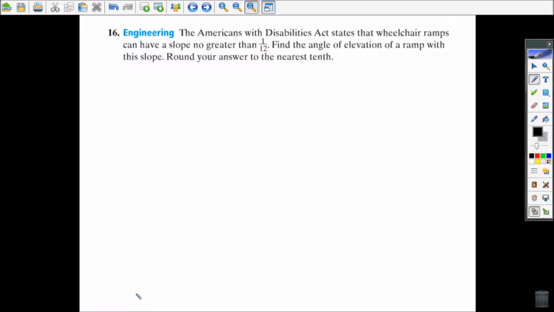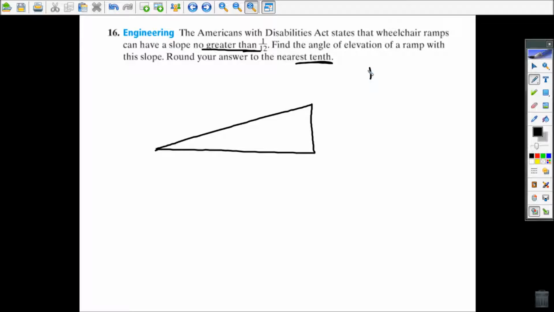For number 16, the Americans with Disability Act states that a wheelchair ramp can have a slope no greater than 1/12. So keep in mind, slope, rise over run. Find the angle of elevation of a ramp with this slope. Round your answer to the nearest tenth. So keep in mind if you're in a wheelchair and you're going up a ramp, you don't want it to be too steep, but they're telling you that the slope is 1/12. So think of rise over run.